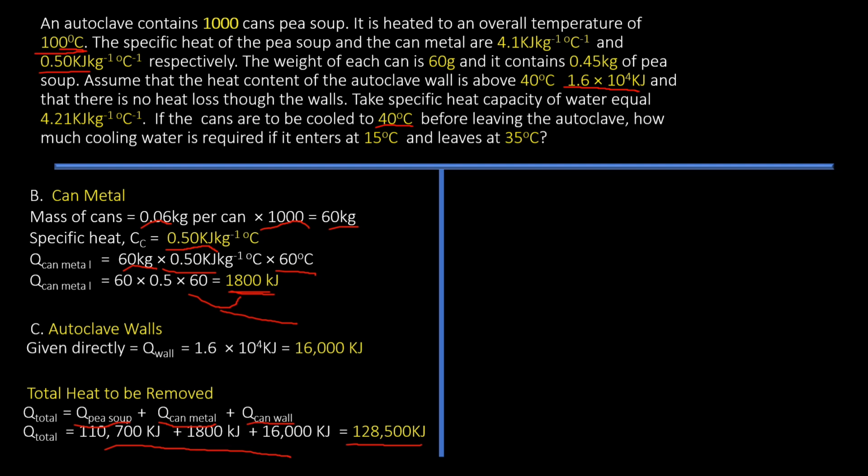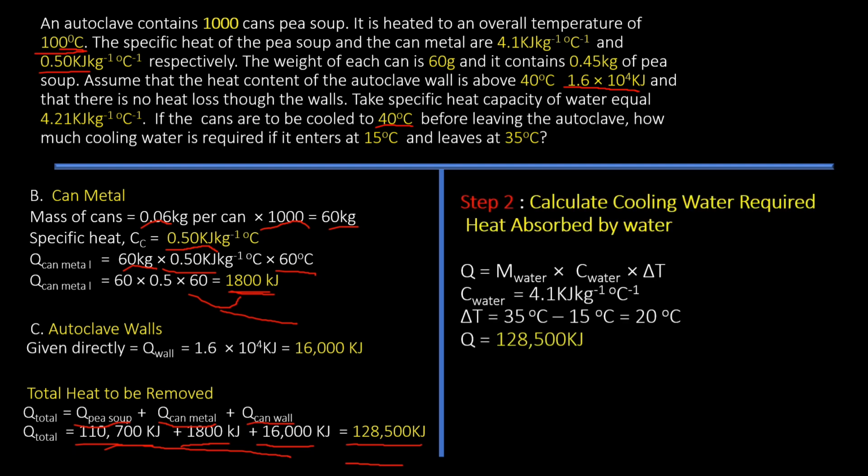That is the pea soup. From the pea soup, water will absorb 110,700. From the can, water will absorb 1,800, and from the autoclave wall, not the can wall, water will absorb 16,000 kilojoule, which is still the same thing as 1.6 times 10 raised to the power 4 kilojoule. So the total heat is 128,500.